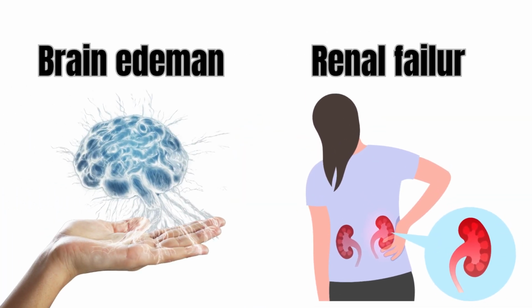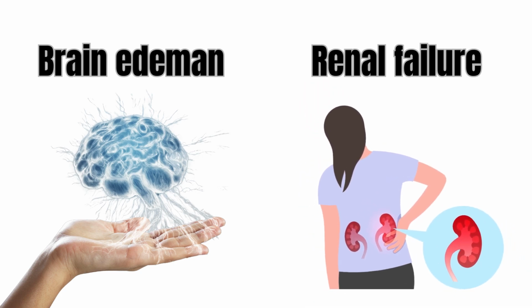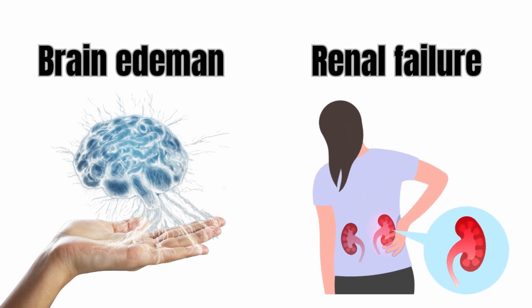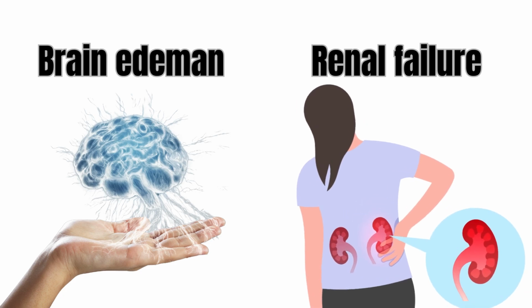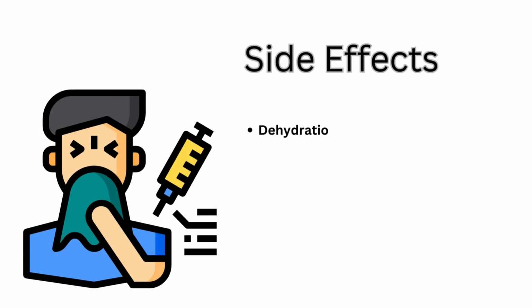Mannitol is primarily used to reduce intracranial pressure in patients with brain edema. It is also used in cases of acute renal failure to maintain urine flow. Possible side effects include dehydration and electrolyte imbalances, particularly hyponatremia.